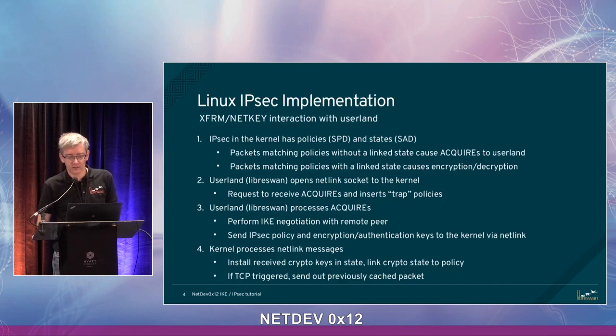As we said, there's SPD policies and the security association database, the states. So the userland mostly handles the policies. We just enter the right policies into the kernel, and either we never have to do anything again because it's an IPsec tunnel or an IPsec connection and the kernel is doing all the work, or it is just a policy that says, hey, if you ever happen to see a packet for this destination, then give me a signal, and through the acquire, through the netlink socket, we get that information.